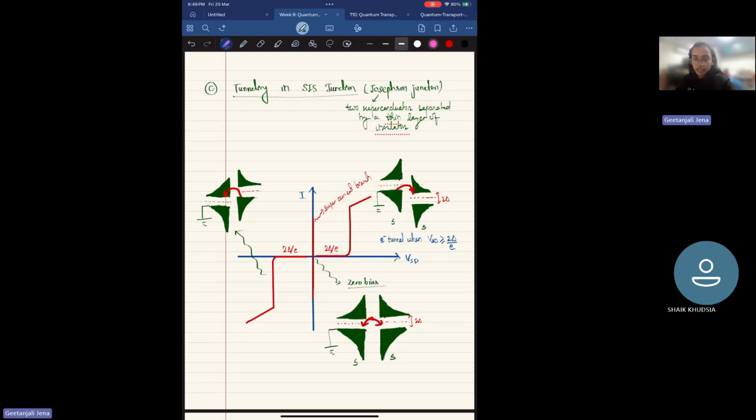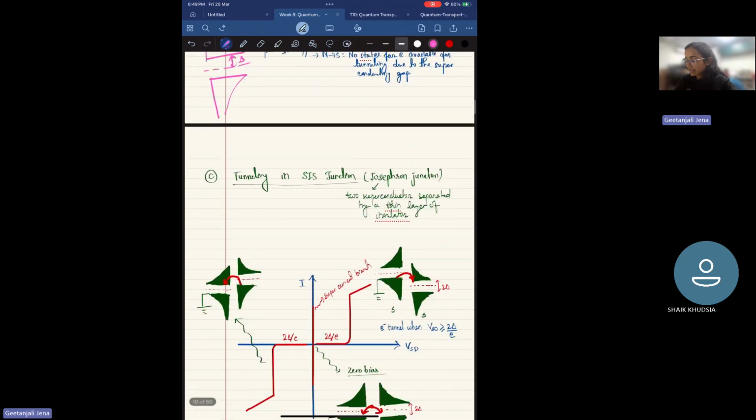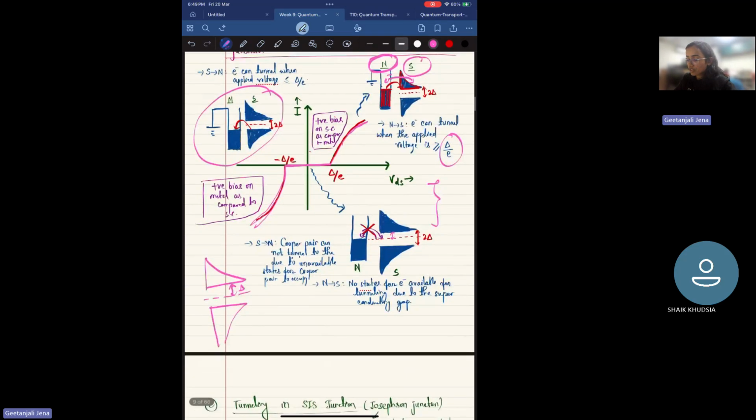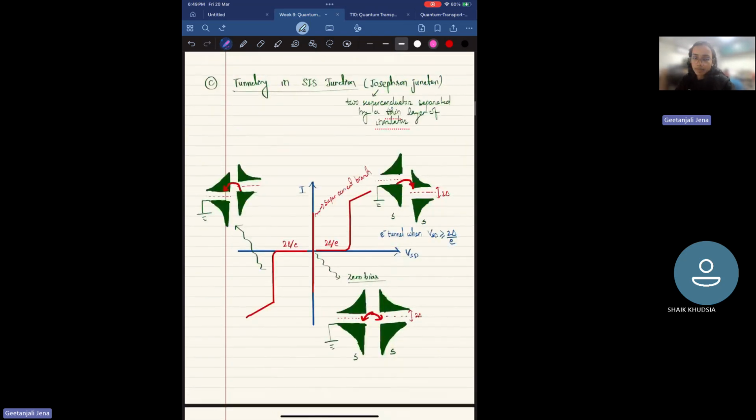So for the superconductor, the IV characteristics are somewhat similar to what we have seen here, but here this gap, if you look at here, for the metal to superconductor, the gap is 2 delta by e, but here it is 4 delta by e. The reason is that we have superconductor on both sides. So let us see in detail.